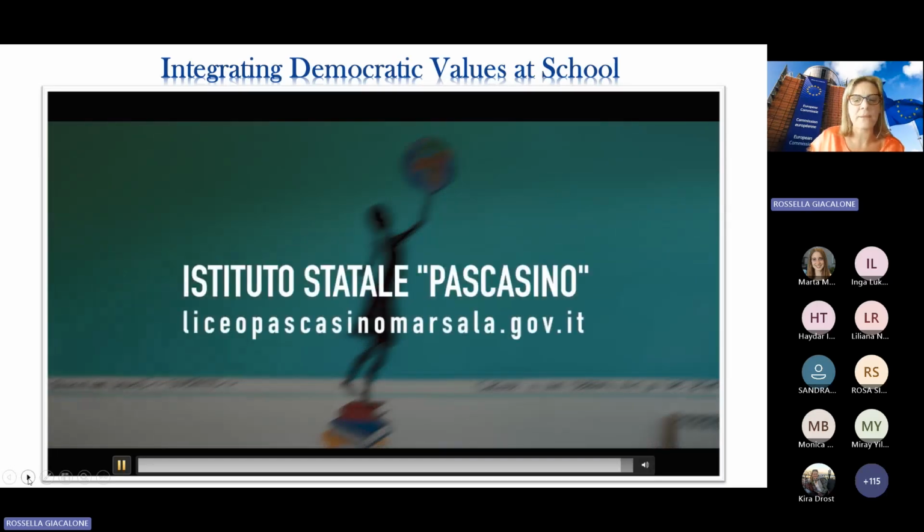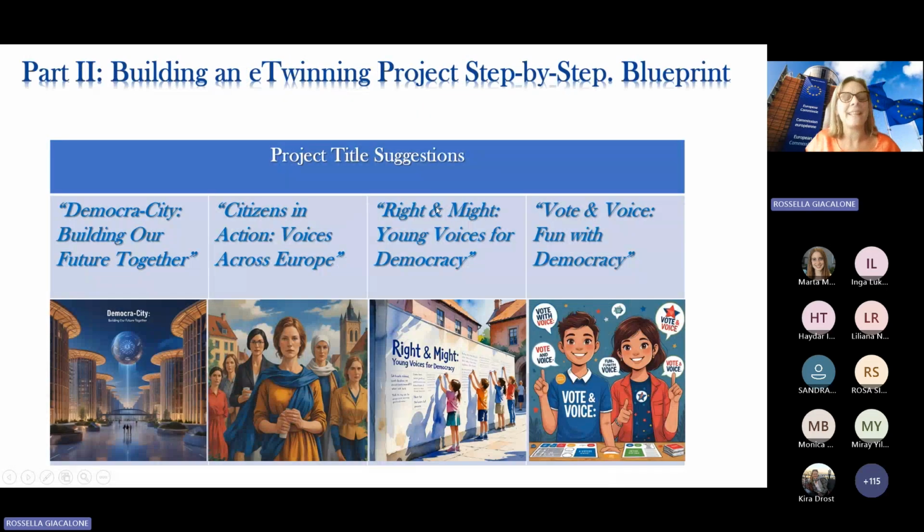Okay, that's my school. In the second part of this webinar, we can try to build some eTwinning projects step by step. These projects are related to democracy, to citizenship, to European citizenship. I tried to create some project title suggestions.